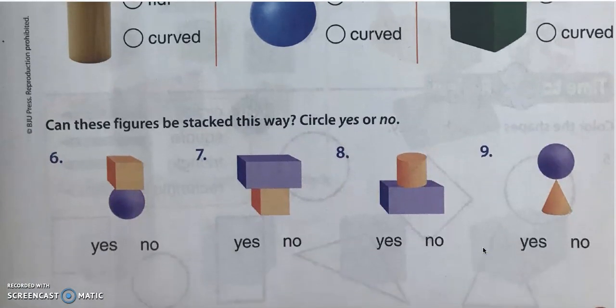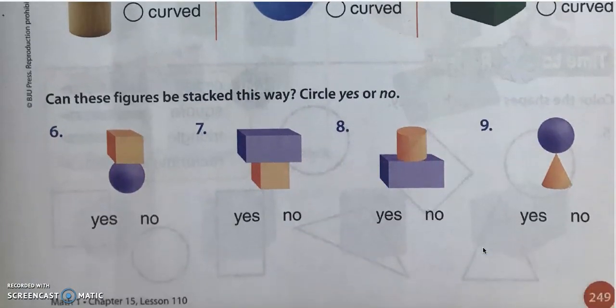And now from number 6 through 9, can these figures be stacked this way? Circle yes or no. Stack them up. It means to put one thing on top of another thing. Yeah, stack your books, stack your building blocks. Let's see if these figures can be stacked this way.